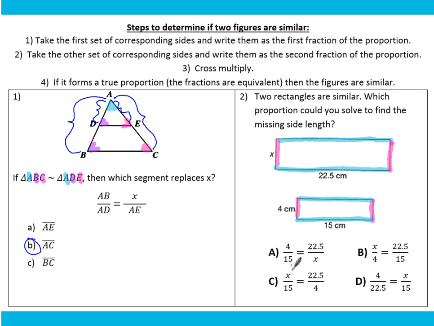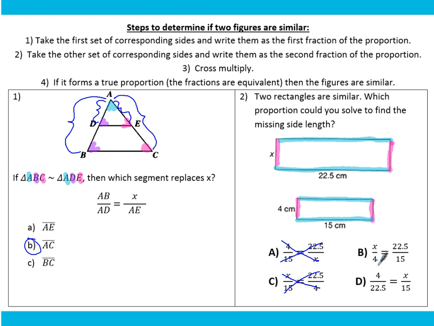So if we look at this first one, 4 over 15, that's taking this side length and the bottom, and then they're saying 22.5 over x. Now that's not quite going to work because here was the side and here was the bottom. Now here, this is the bottom and that's the side, so their units aren't lining up, so we don't want that one. In C, we have x over 15 equals 22.5 over 4. So if we put x over 15, that's a side over a bottom. And then over here they have a bottom over a side. So again, their units are not matching up there.